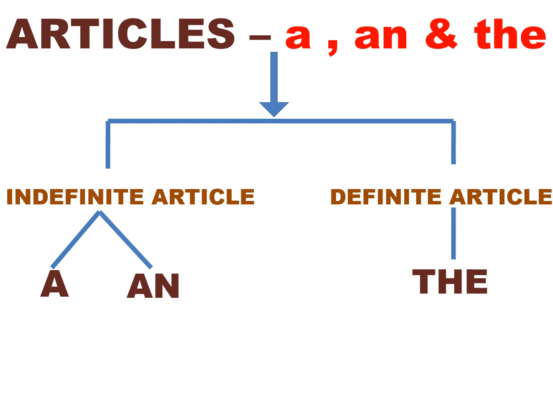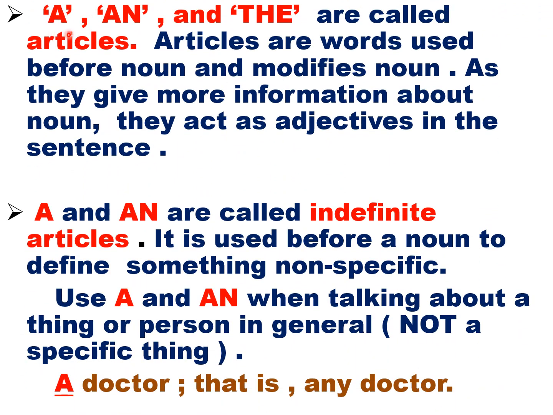In this video, we can see articles. A, an, and the are articles. A and an are indefinite articles and the is the definite article. A, an, and the are called articles. Articles are words used before a noun and modify the noun. They act as adjectives as they give more information about the noun.